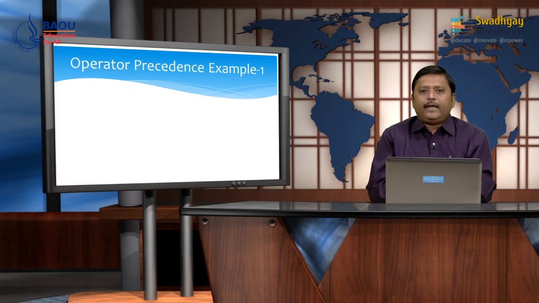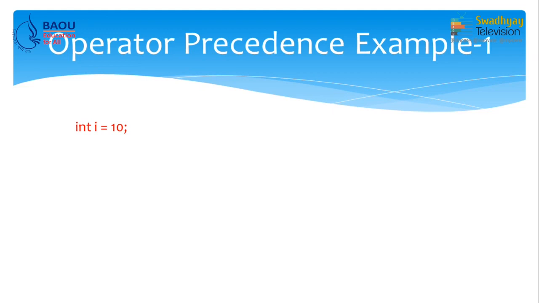Now, we take one example. For example, we have integer value i set to 10, and we write int n is equal to i++ % 5. So, you might think what will be the answer and which operator is evaluated first.